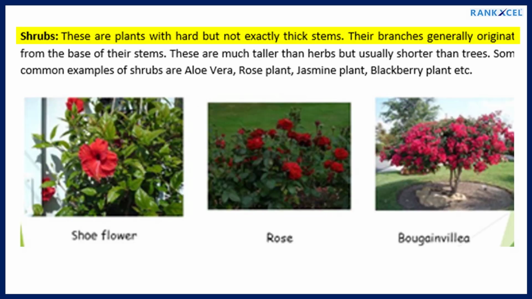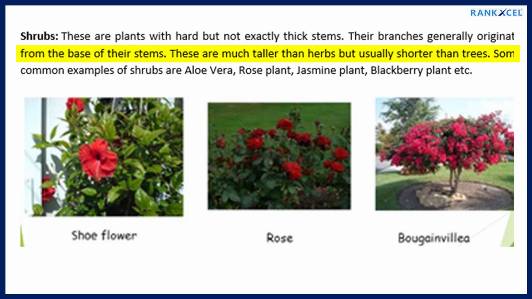Shrubs. These are plants with hard but not exactly thick stems. Their branches generally originate from the base of their stems. These are much taller than herbs but usually shorter than trees. Some common examples of shrubs are aloe vera, rose plant, jasmine plant, blackberry plant, etc.